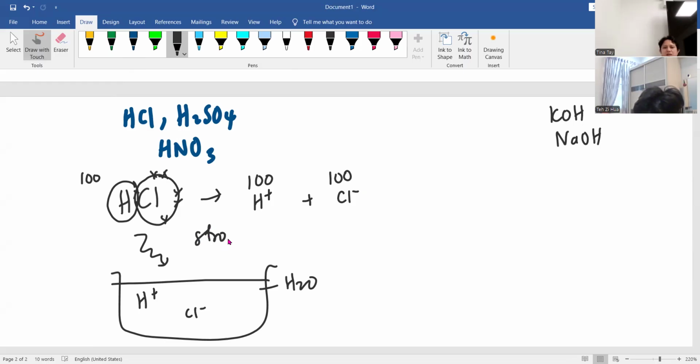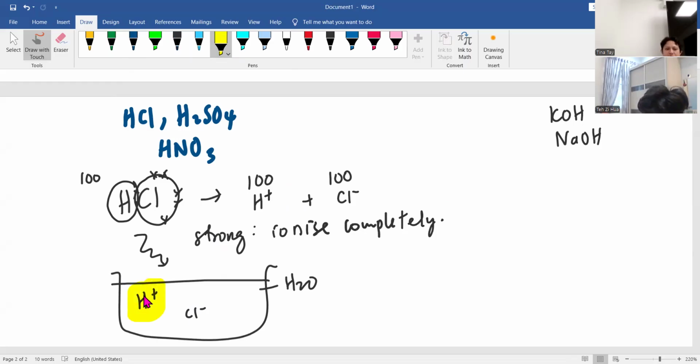So a strong acid ionizes completely, it will dissociate completely. So in that case, will my concentration of hydrogen ions be very high or very low? My hydrogen ion concentration is very high. That's why it's a strong acid.